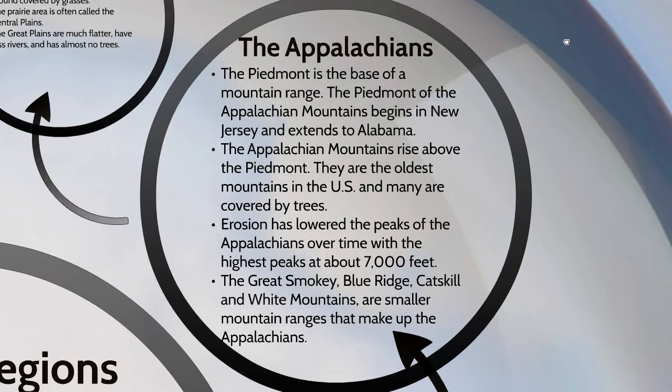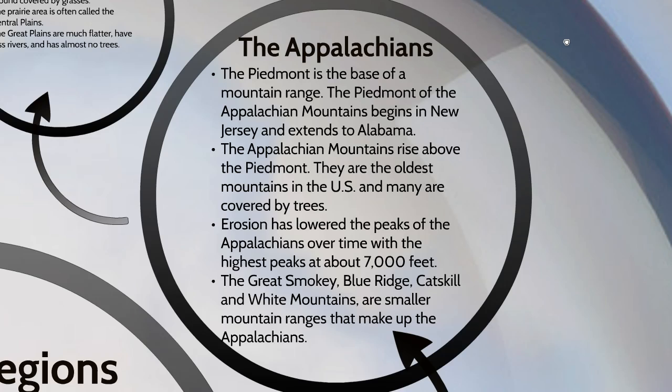Next thing we're going to talk about is the Piedmont. The Piedmont is basically those foothills. It's the base of the mountains. It's that part where it goes from flat land into more hilly before you reach the mountains themselves. The Piedmont begins in New Jersey, extends through Alabama, so it covers a large section of the East Coast.